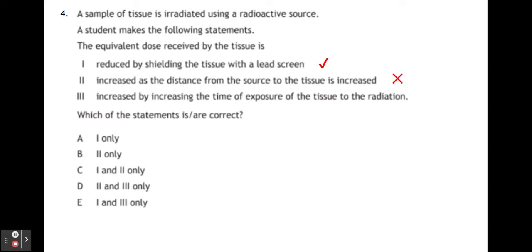And thirdly, the equivalent dose received by the tissue is increased by increasing the time of exposure of the tissue to the radiation. Well, that is going to be true. The longer you're exposed, the greater the dose you're going to receive. So answers 1 and 3 are correct. So there's our answer E.